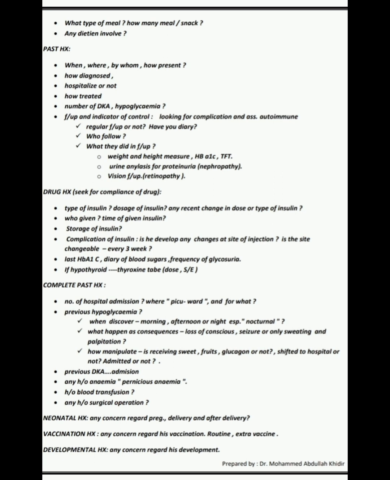Now, complete the past history with the number of hospital admissions, where, PICU or ward, and for what, and whether previous hypoglycemia is present or not. If hypoglycemia, when was it discovered: morning, afternoon, or night, especially nocturnal. What happened as a consequence of the hypoglycemia?